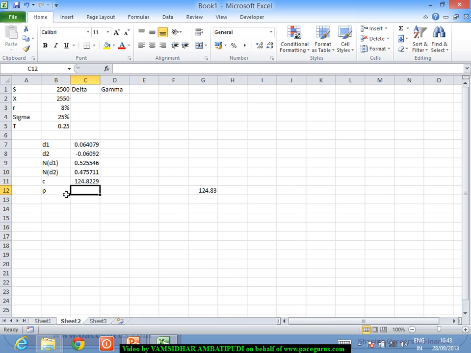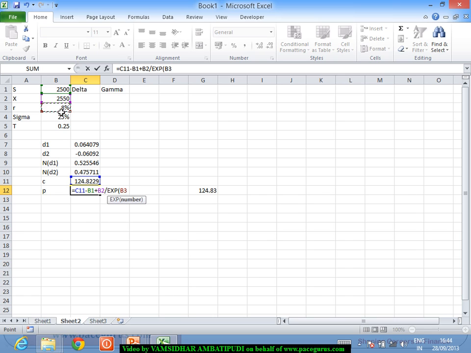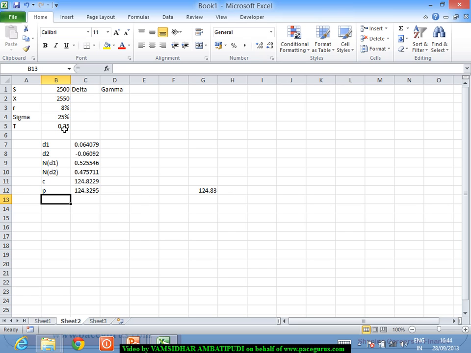We have used the call-put parity relationship as C minus P is equal to S minus X by e^(rT). Based on that, I can find the value of the equivalent put option. The equivalent put option comes out as call price minus the current stock price plus X by e^(rT). This is also coming out somewhere around 124.32 only.